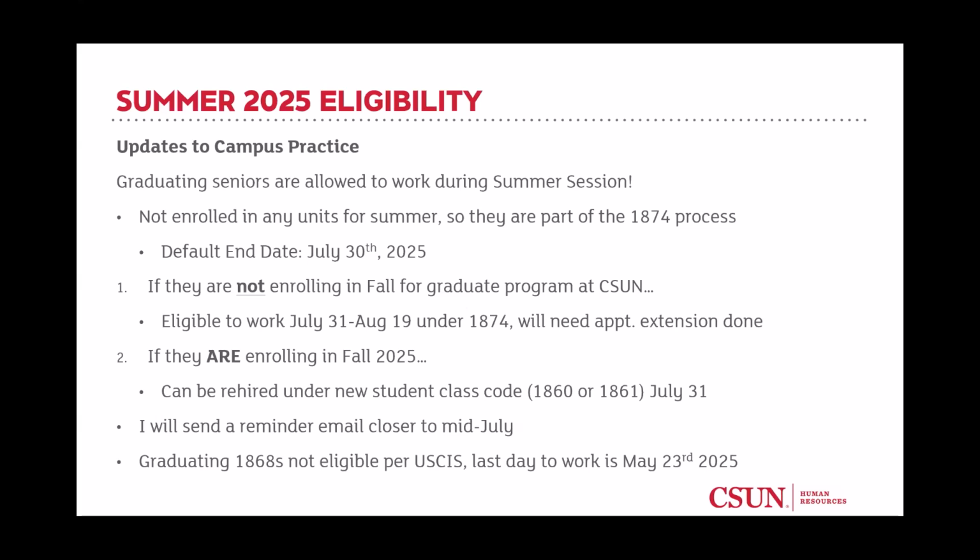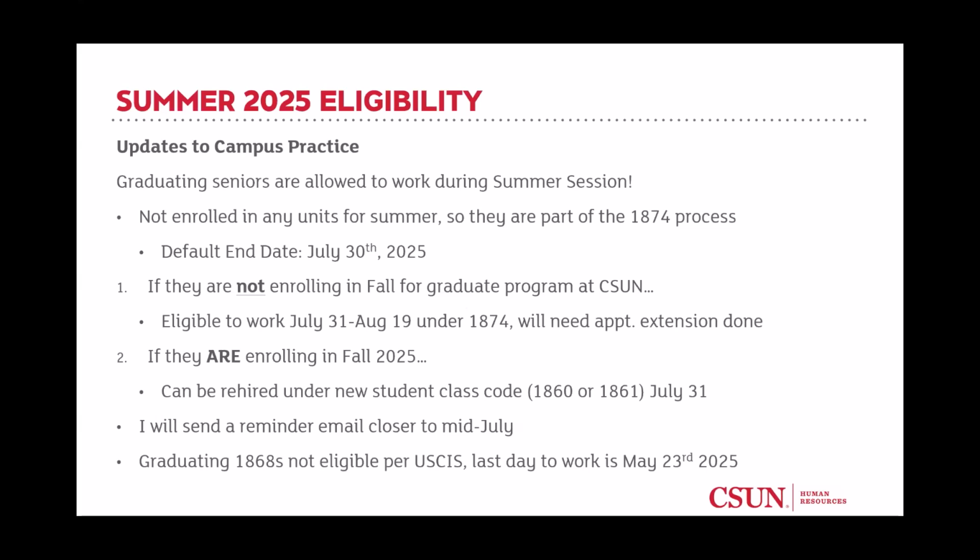However, if they are enrolling in fall in a graduate program at CSUN, then they can be rehired under that new student job class that I was mentioning at the start of the presentation, under 1860 or 1861, on July 31st, which is the first day of the August pay period. And I will send a reminder email closer to mid-July regarding this transition.